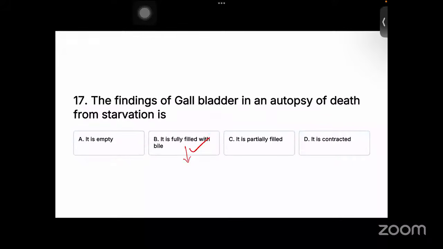Okay, because the patient is on starvation, no food means no CCK, no CCK means no gallbladder contraction, no gallbladder contraction means accumulation of concentrated bile. So the gallbladder became distended, turgid, and fully filled with bile. Okay, and next we move on to the next question.